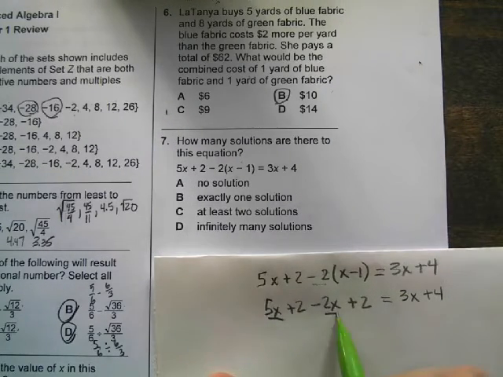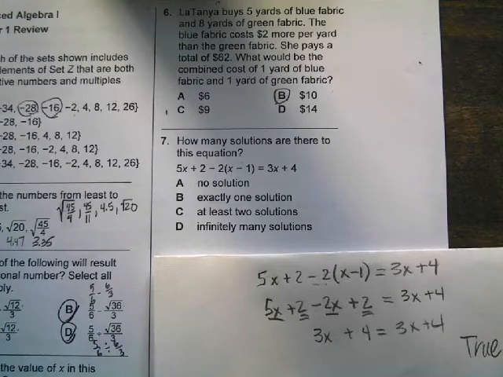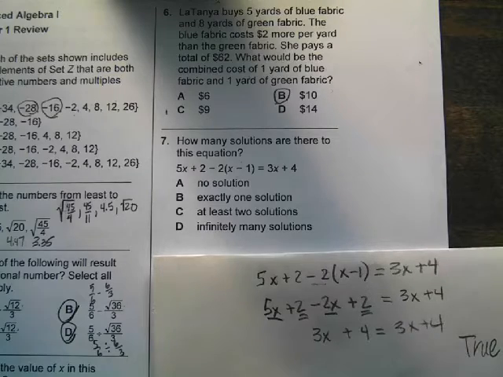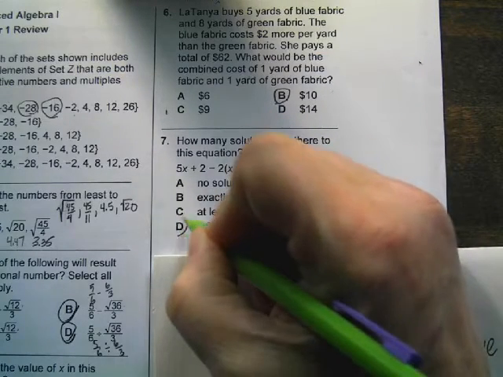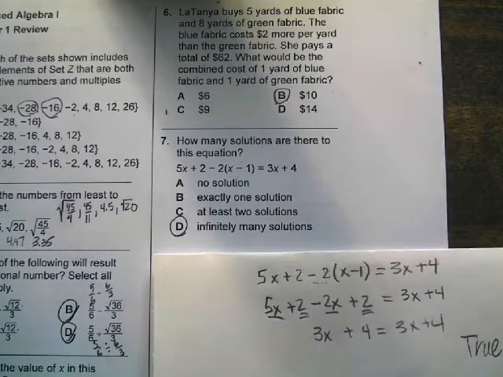Notice that when I combine like terms over here, I get 3x, and then 2 plus 2 is 4. And when does 3x plus 4 equal 3x plus 4? That's one of those cases where we get a true statement, and therefore our solution is all real numbers. Had we gotten a false statement, our solution would be no solution. And another way of saying all real numbers is that there are infinitely many solutions. There's so many solutions we can't even begin to count. Infinitely many. So that's our answer to that one.